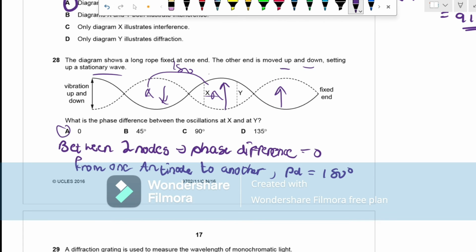You can always think of it that way. If this one is moving up, this one will be moving down. But down and down is just in phase, 360. What's very important is that whenever you're between two nodes, the phase difference is 0. From one antinode to the next adjacent antinode, the phase difference is 180. If you know that, you're done. So with antinode 1, antinode 2 and antinode 3, it's 180 from the first to the second, and 360 from the first to the third. That's basically how you do it.